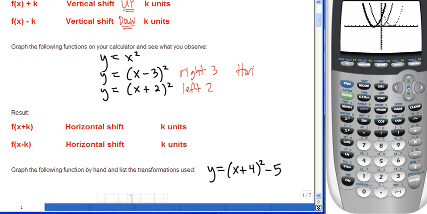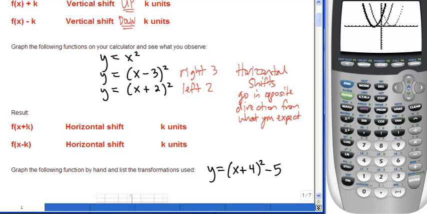So horizontal shifts go in the opposite direction from what you would expect. So if we see a plus k inside of your parentheses next to that x, we would probably think positive, shift right, but this is actually going to go in the opposite direction, left. So if you see a plus k, then this is going to be a horizontal shift to the left k units. If we see a minus k, we would probably think go left in the negative direction, but this actually goes right k units. So when the number is inside the parentheses, that's a horizontal shift.